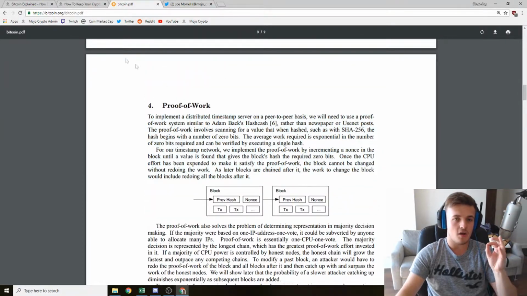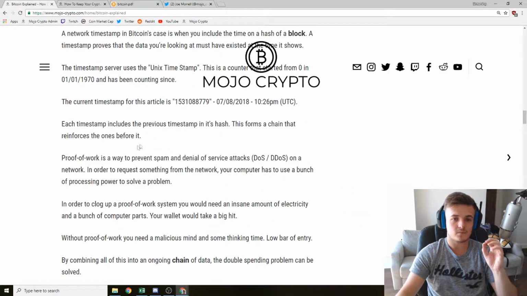We're going to explain all of this as best as I can. So proof of work is a way to prevent spam and denial of service attacks on a network. You'll have heard of DoSes and DDoSes before, especially if you're into your gaming. You know what you've heard of DDoSes, but what actually are they?